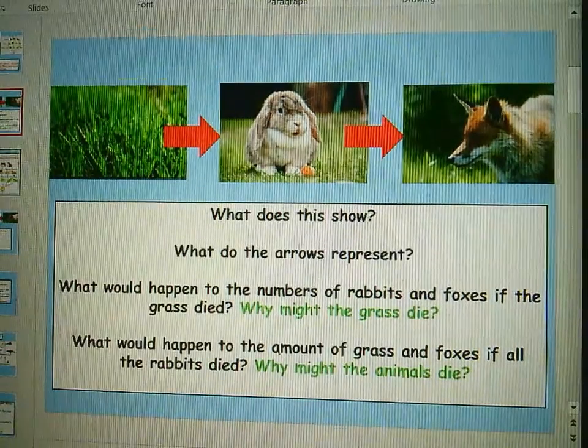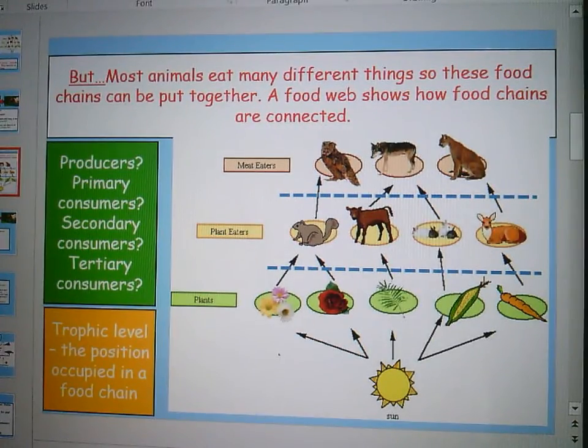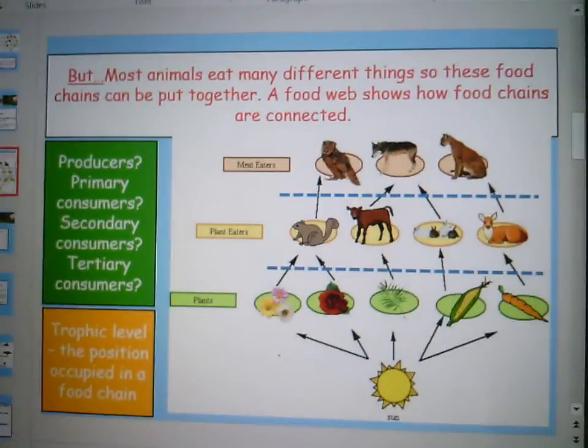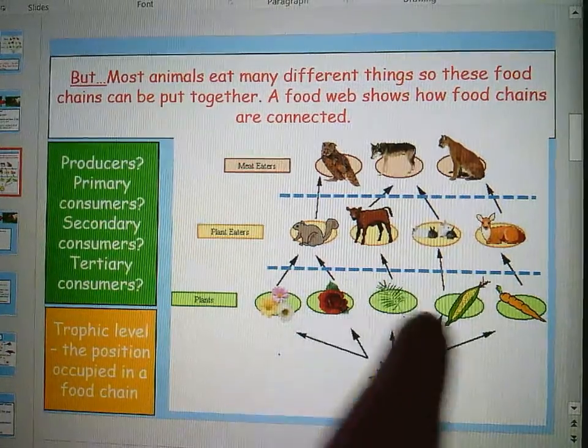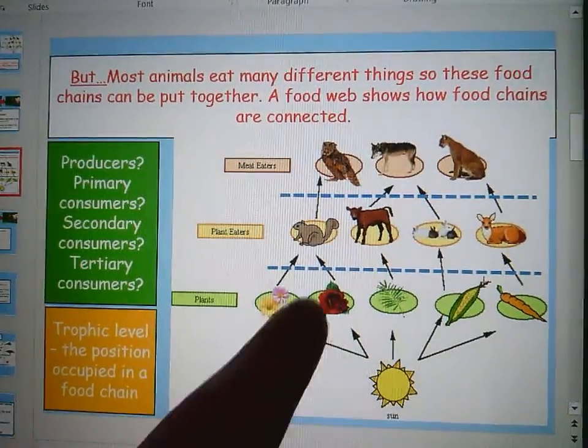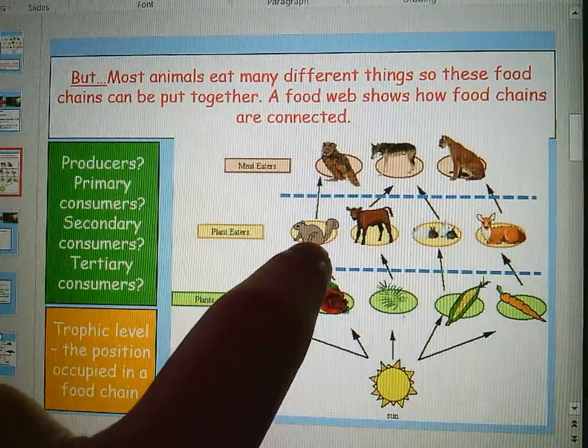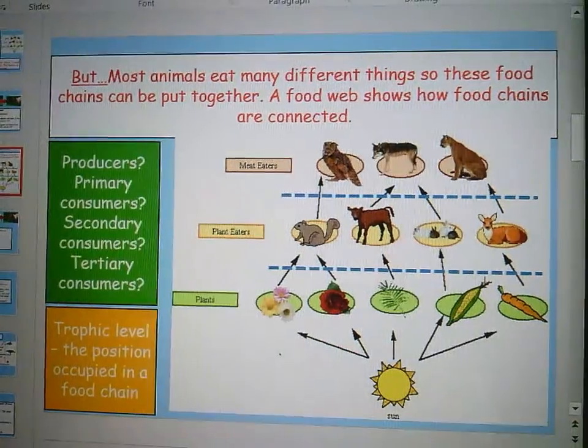Now we can make it bigger and into something called a food web. Now this is a food web, and the reason why it's a web and not a chain is because there's lots of different things leading to the same thing. So from the sun, we've got lots of different plants, not just one. This squirrel eats both of these plants, okay?